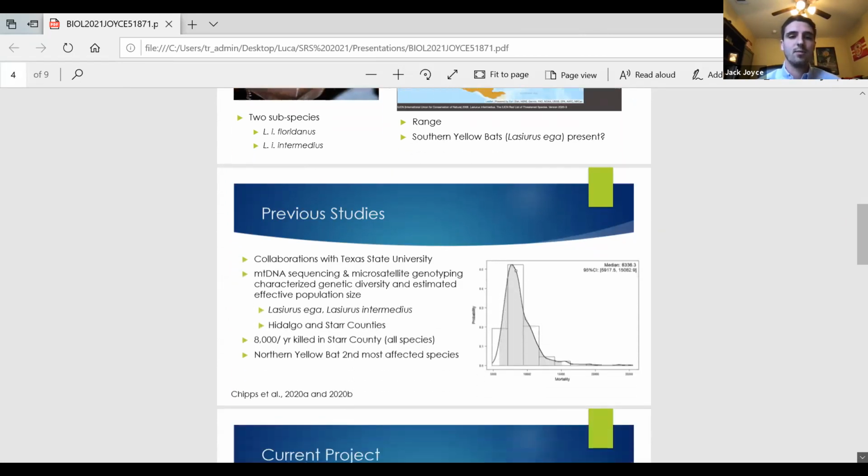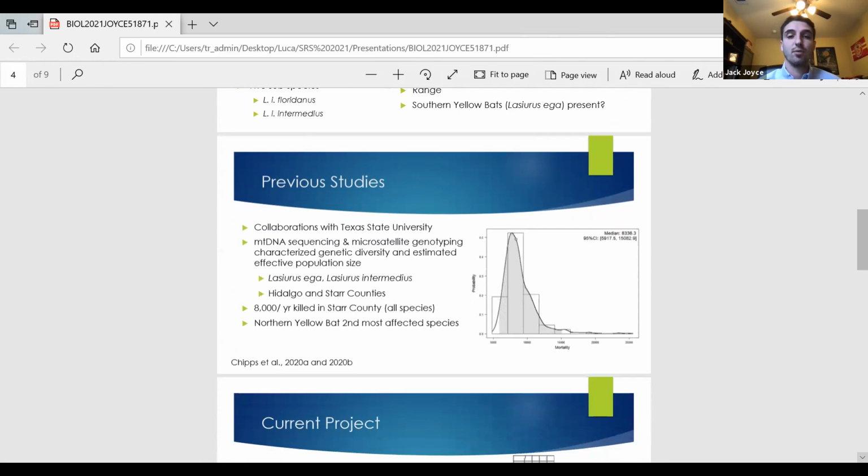And then on the next slide, we'll talk about some previous studies that have been done in collaboration with Texas State University, where mitochondrial DNA sequencing and microsatellite genotyping characterized the genetic diversity and estimated effective population sizes for Lasiurus ega and Lasiurus intermedius species at Hidalgo and Starr counties. Specifically at Starr County, about 8,000 bats were killed per year for all species, and the northern yellow bat was found to be the second most affected species.